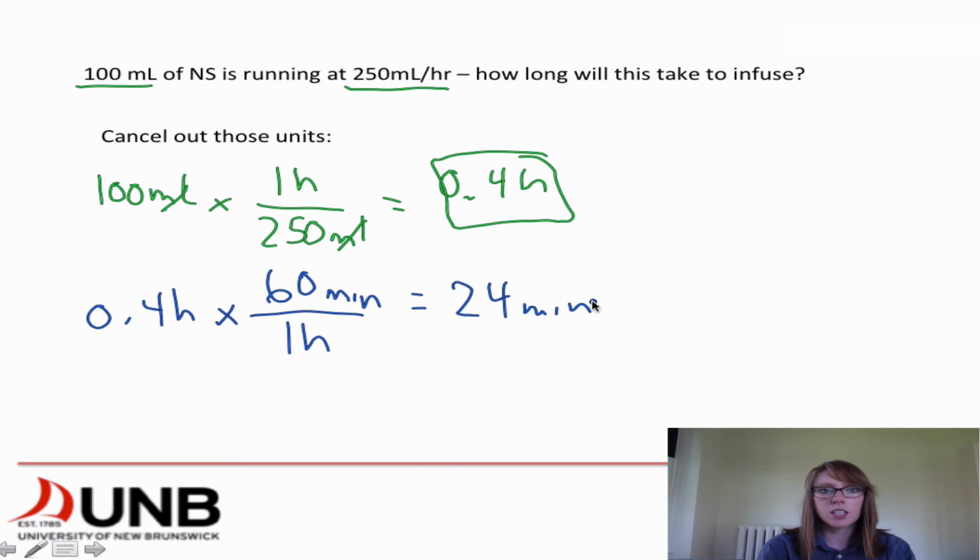So if you pump this in, you're giving an IV piggyback, and you want to know when to come back, when it's going to be finished. Now you know that it's going to be done within 24 minutes. So this is pretty good math. I mean, it's basically mils per hour, and if you cancel out your units, you can figure out anything that you're looking for. That's my best advice.